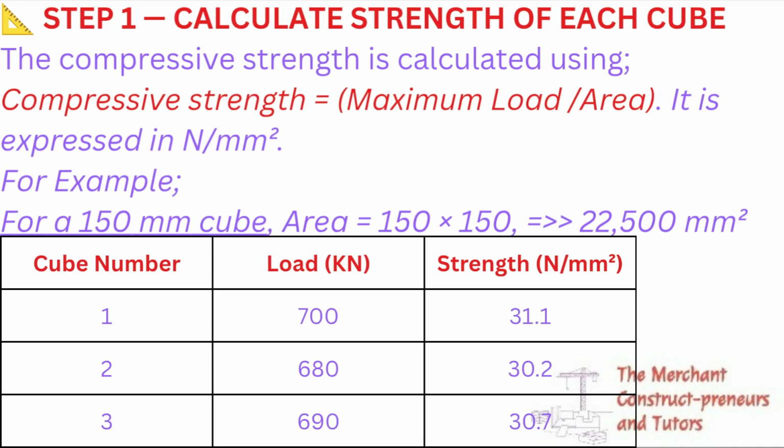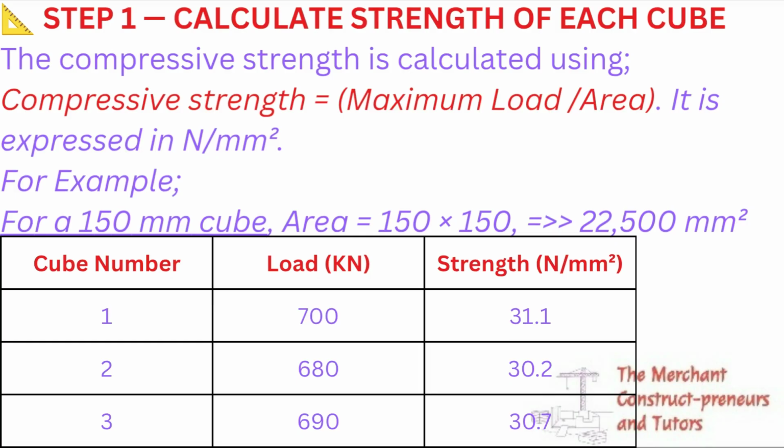The maximum load is the failure load that the compression testing machine exerts on the cube, right? For a 150 cube, the area is 22,500 millimeter square. For cube one, we have the load as 700, and from our formula, maximum load divided by area, we have 31.1. For cube two, the load is 680, and the corresponding strength is 30.2. For cube three, the load is 690, and the corresponding strength is 30.7.